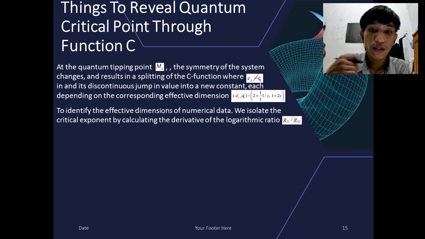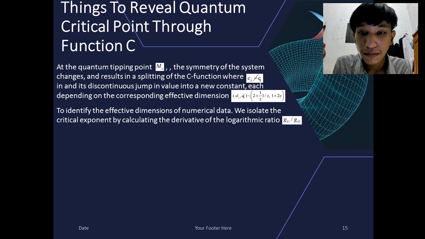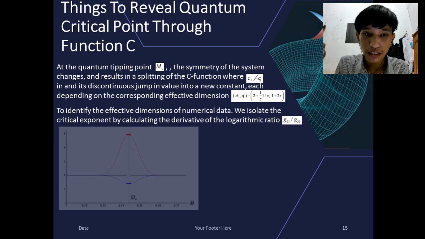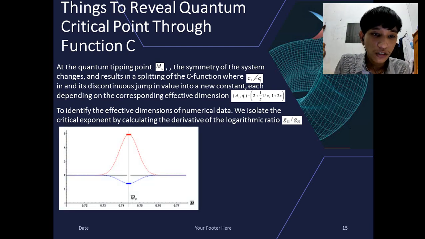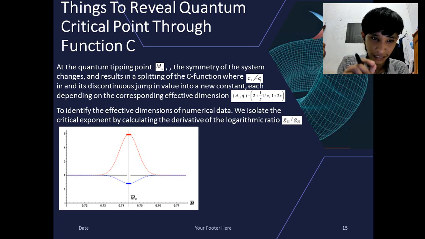We isolated the critical exponent by calculating the derivatives of the logarithmic ratio for G11 divided by G33. I want to show you the computing and explain in detail what the black line, red line, and blue line on the figure are.